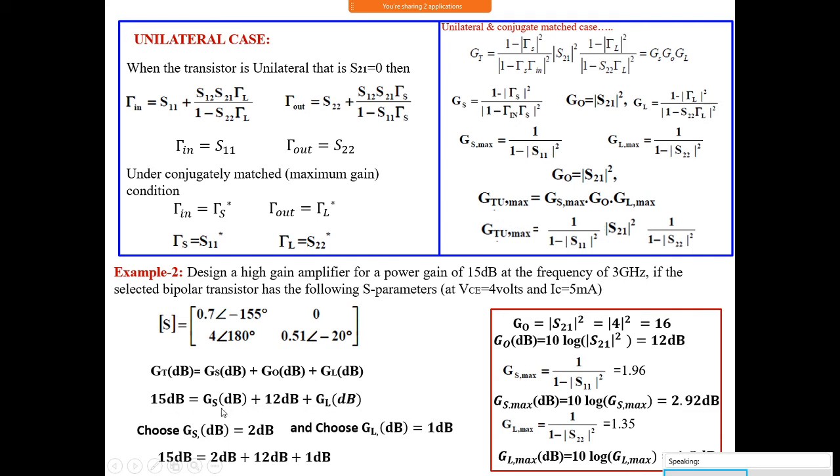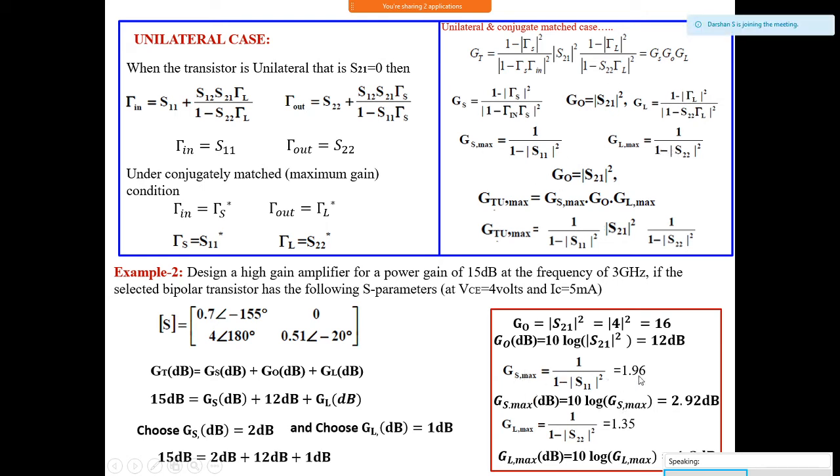So what is the value of GS and what is the value of GL? You should choose. For that, you should first see what is the maximum value of this and what is the maximum value of this. It is a unilateral case, so GS maximum and GL maximum you can calculate using this equation. See here, GS maximum and GL maximum.